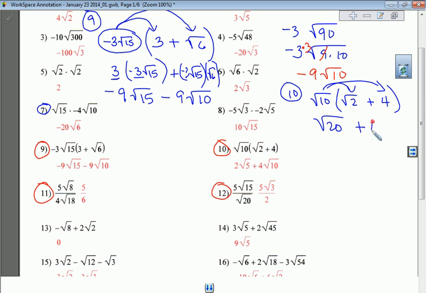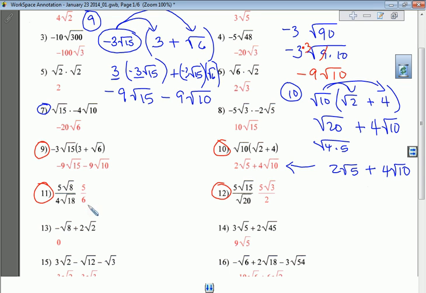Plus square root of 10 times 4 is 4 times square root of 10. Well, square root of 20 breaks down into 4 and 5. So this is 2 roots of 5 plus 4 roots of 10. Ta-da! There's number 10.